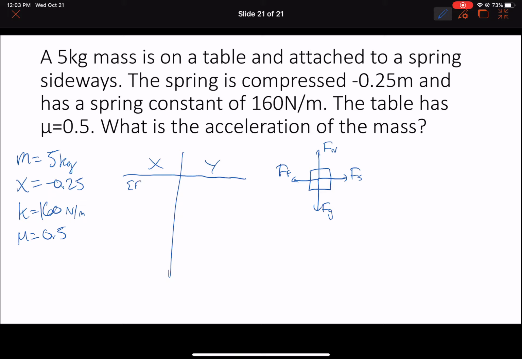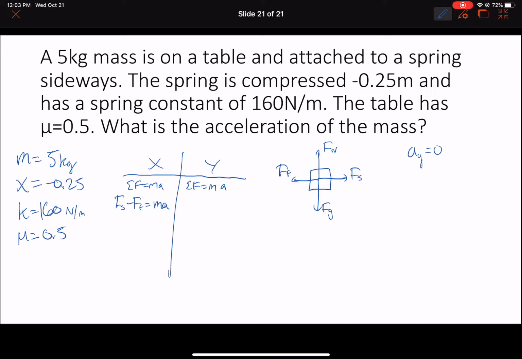Sum of the forces equals ma. This box is not flying off the table and it's not going through the table, and so we're not going to have any acceleration in the y direction. So we really only care about the x side, like normal. Let's start there. We have F of s minus the frictional force is equal to ma.